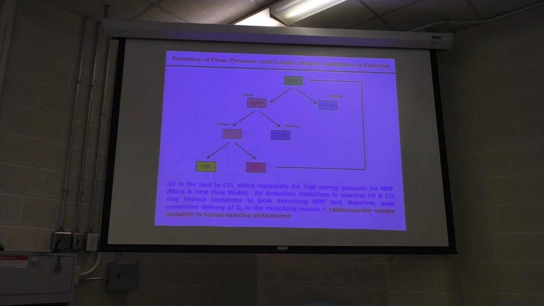So, here's your big statement. Stroke volume is the limit to cardiac output, which represents the high energy pressure for muscle blood flow through the mass and heat flow model. Thus, limitations to maximal stroke volume and therefore cardiac output may impose limitations to peak exercising blood flow, and therefore peak convective delivery of oxygen to the exercising muscle, and therefore a limitation. It's a cardiovascular system limitation to human exercise.